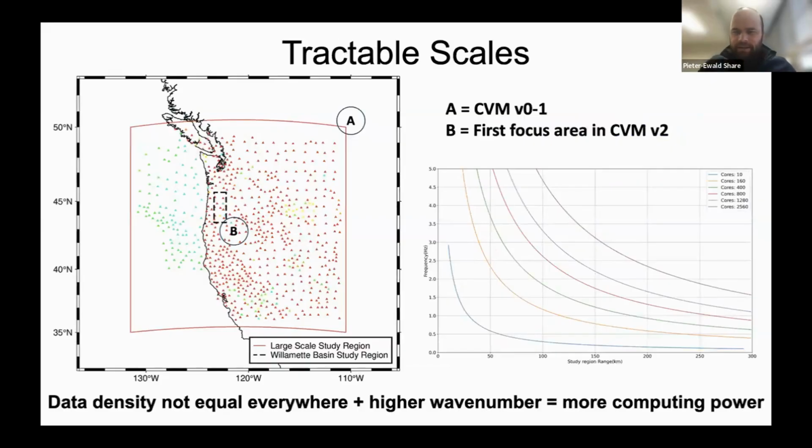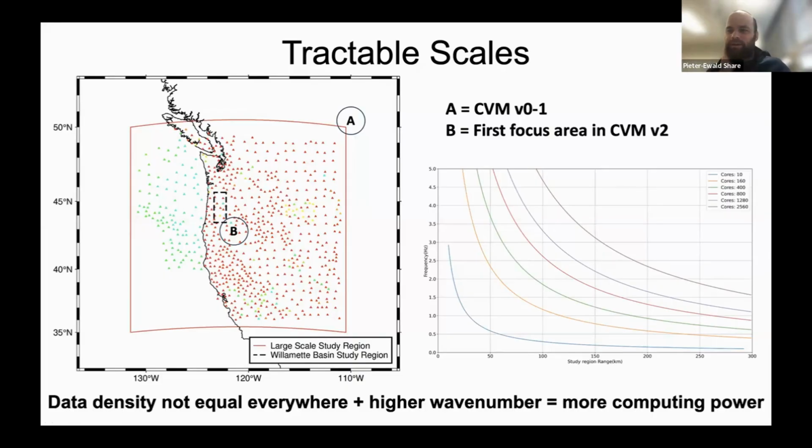Talking about scales that are tractable when we think about high resolutions: the first iterations of the CVM model space covered the entire Cascadia footprint and beyond, in fact, and that's what's indicated by A on the left here. We can do that because we're focusing on pretty long wavelength and lower frequency data, and so that's a tractable problem. But once we want to focus in and go to higher resolutions, which is highlighted by B in this figure, it becomes difficult for two reasons.